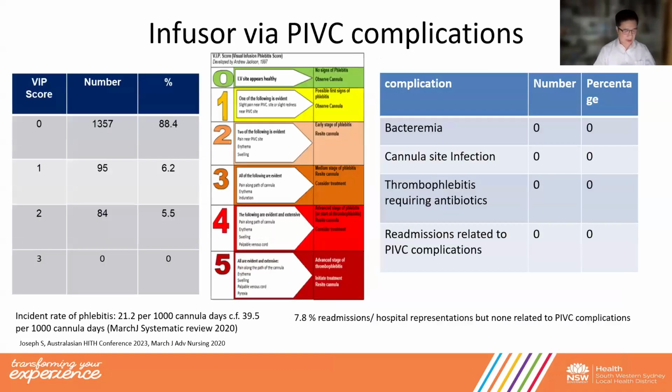So the overall results have been quite reassuring. Our patients have monitored their PIVC very well. In the middle, you can see the VIP score we use. If you have a score of 2, it would be classified as phlebitis. With this, the incidence rate for phlebitis is low at 20.8 per 1,000 catheter days, also comparing favorably to the literature. For serious complications, we've had no cases of catheter-related bloodstream infections or thrombosis. On completion of the program, there are about 7.8% readmissions, but none of these were related to PIVC complications.